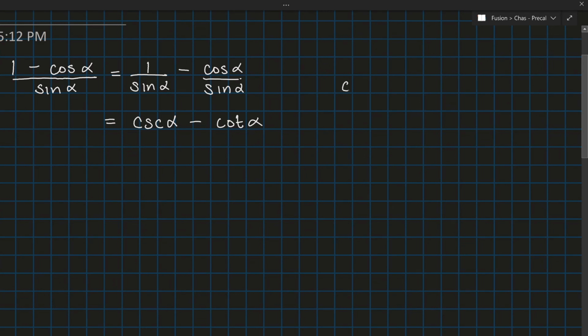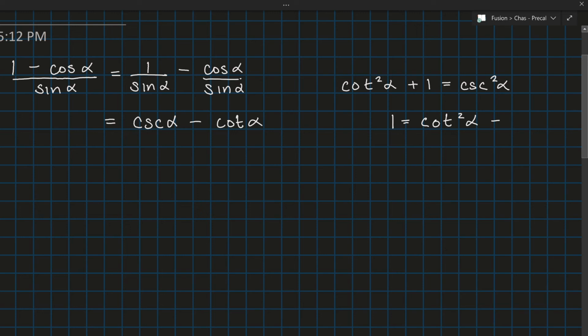tells us that it would be cotangent squared alpha plus 1 equals cosecant squared alpha, right? And if we move the cotangent over, we'd be left with just a 1. So we have 1 equals cosecant squared minus cotangent squared, which is close to what we have. Almost. Oh, it's not squared.